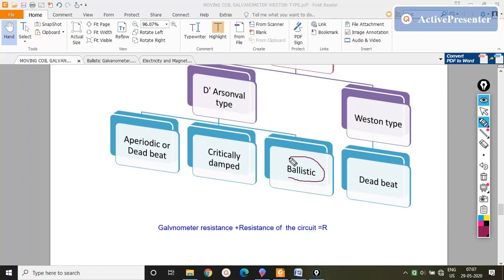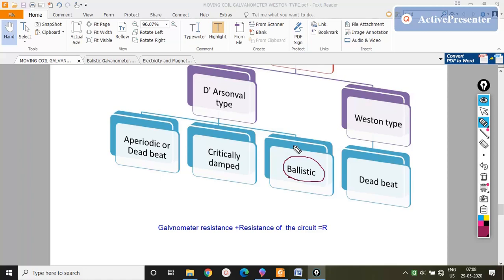Next comes the ballistic condition. So what is ballistic condition? In ballistic condition, we have the system operating in exactly the opposite way to this dead beat one. In ballistic situation, the coil of this galvanometer, this suspended coil, will produce an oscillatory motion before coming to rest once it is deflected. Now the question is, why should it perform oscillatory motion before coming to rest?